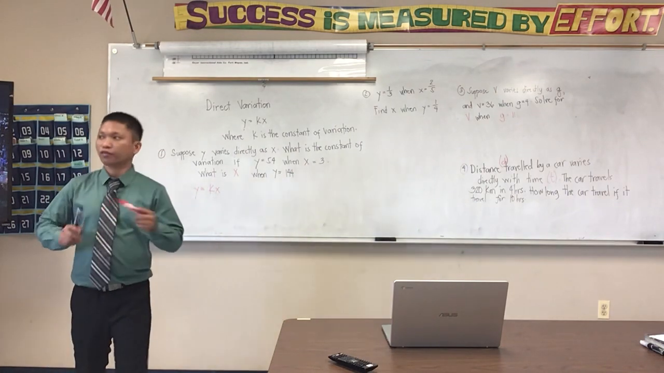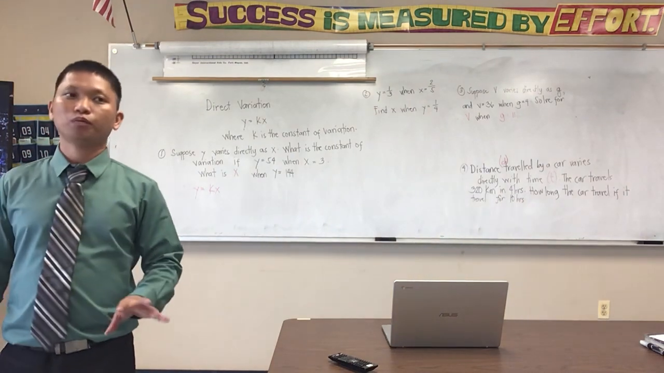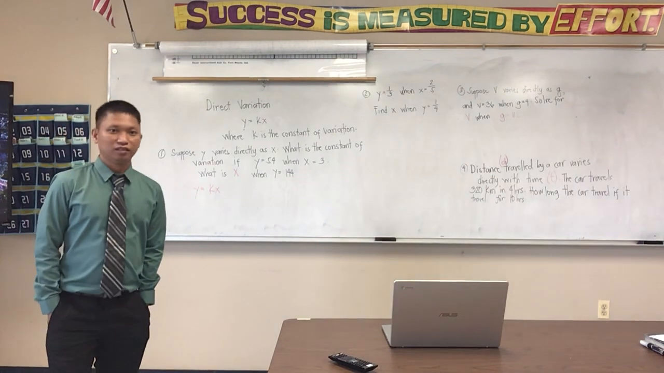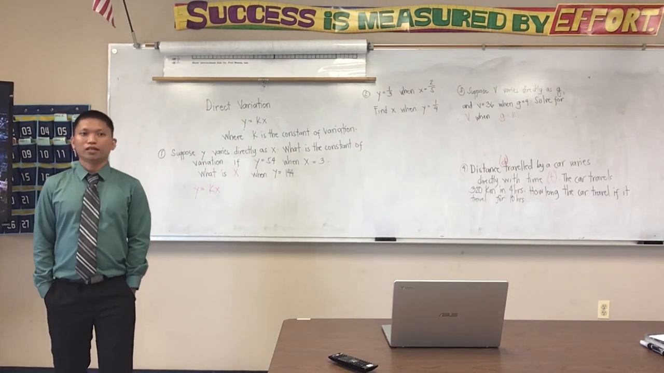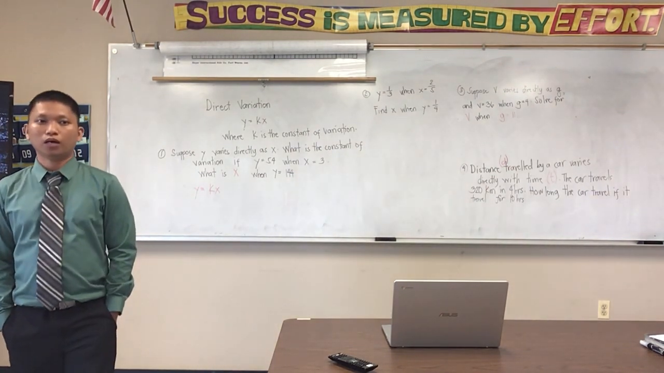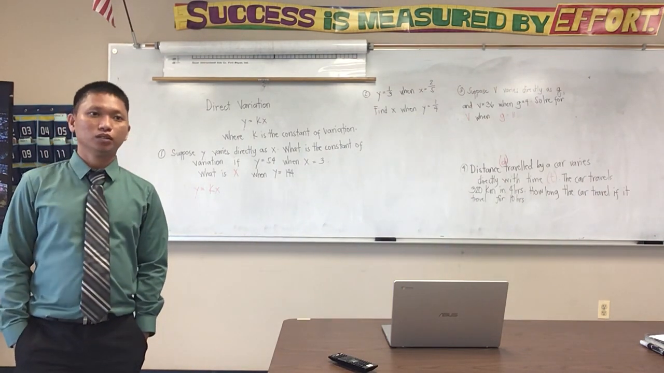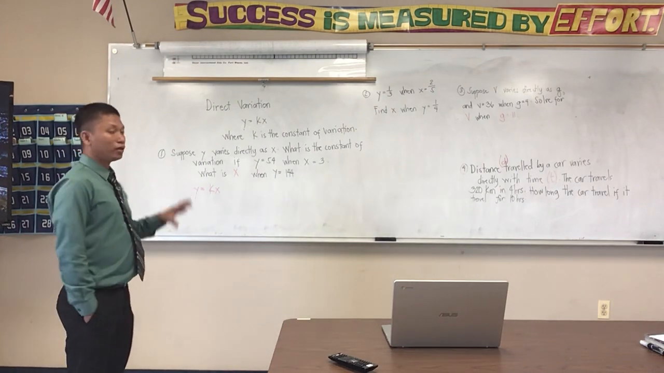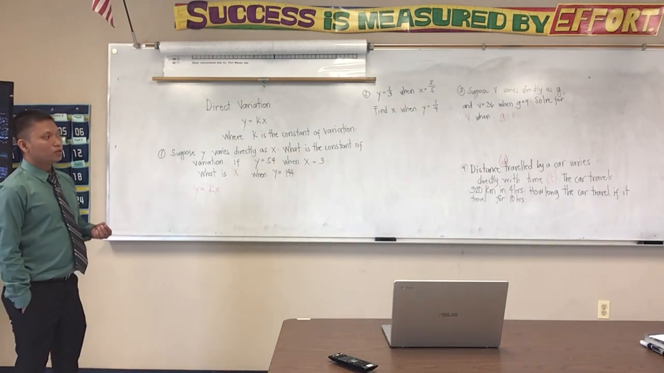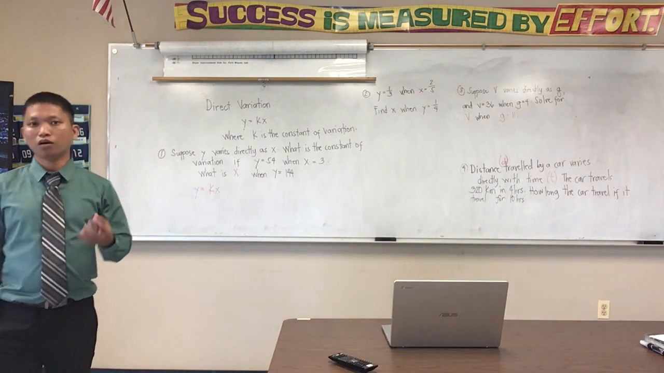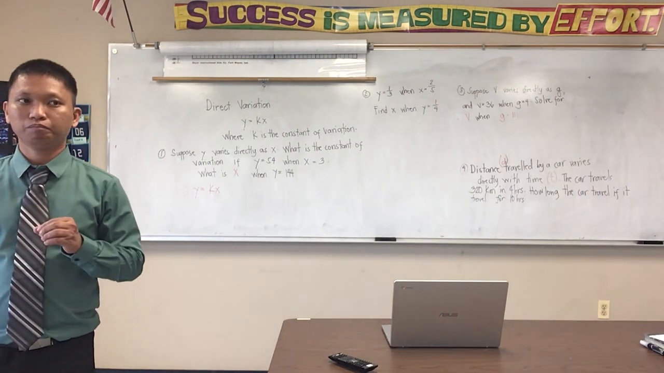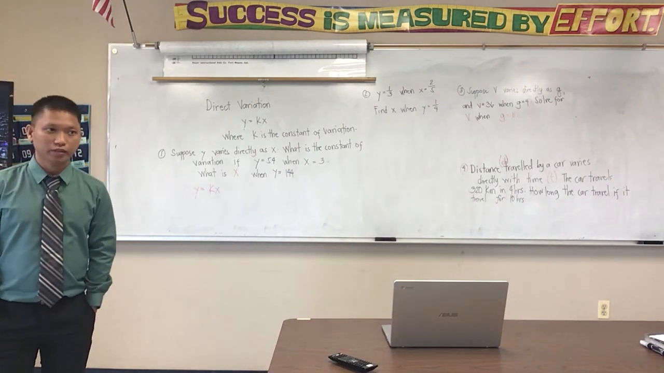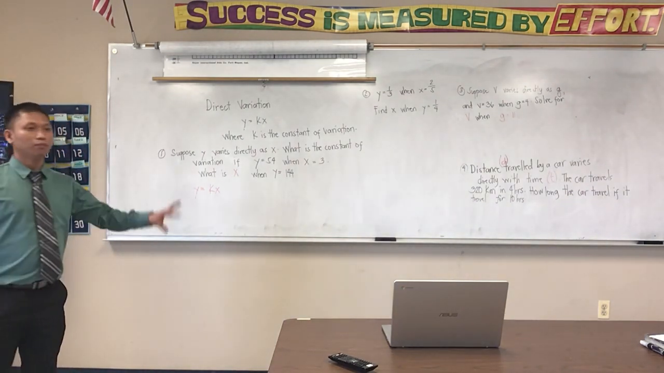Okay, so for direct variation, for example, the amount of your salary depends upon the number of hours you are working. That's an example of direct variation. Another example is the distance traveled by a car, which depends upon the time or how long you traveled. Later we will give an example about that.